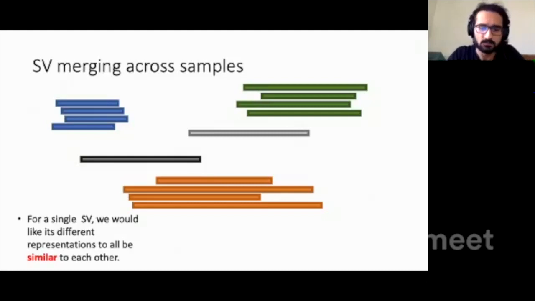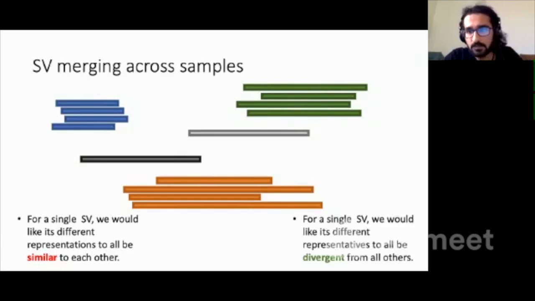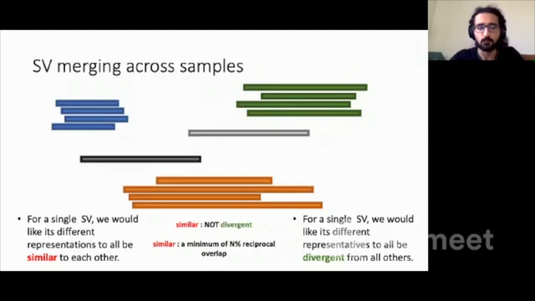But to our belief, there must be two conditions set for clean SV clusters or SV groups. One is that for a single SV, we would like its different representations to all be similar enough to each other. And again, for a single SV, we would also like its different representations to all be divergent from other SVs' representations. For simplifying some definitions, let's just say divergent means not similar, and similar here means a minimum of n% reciprocal overlap.